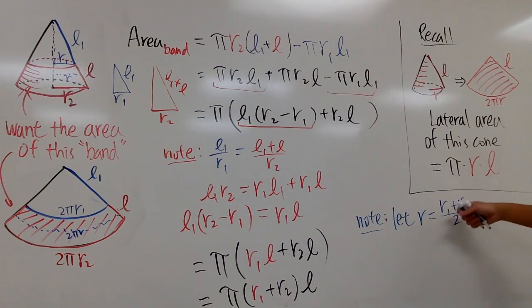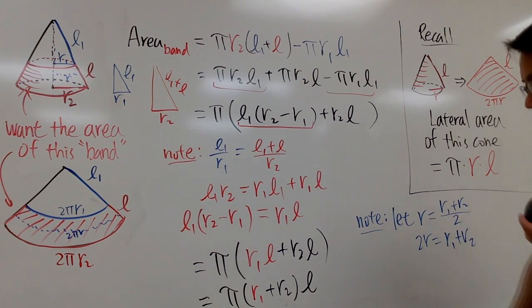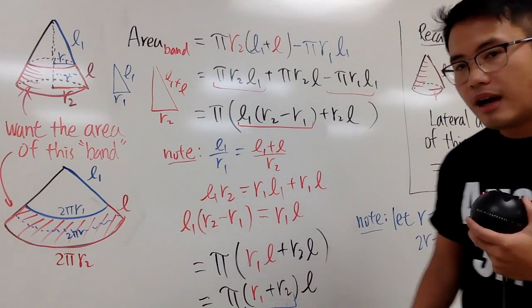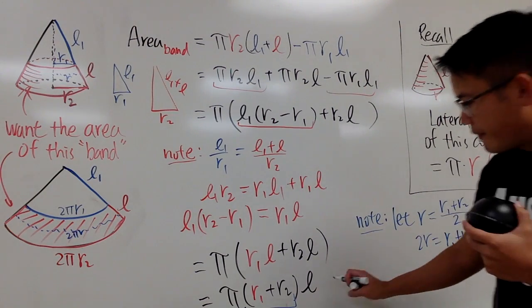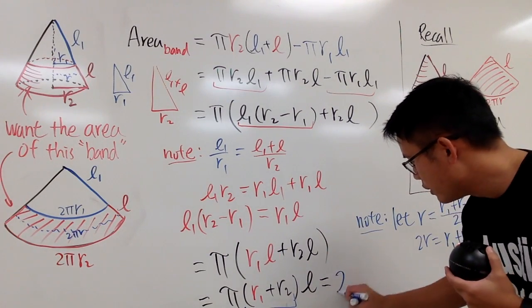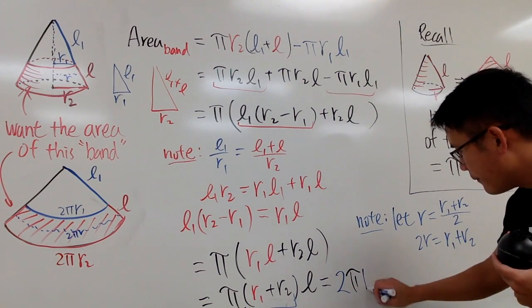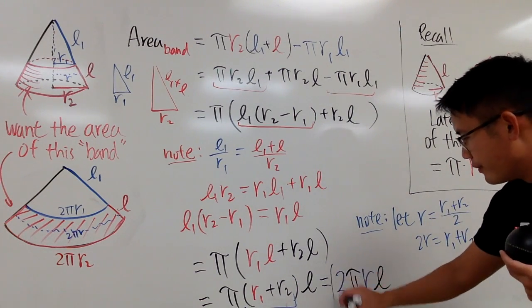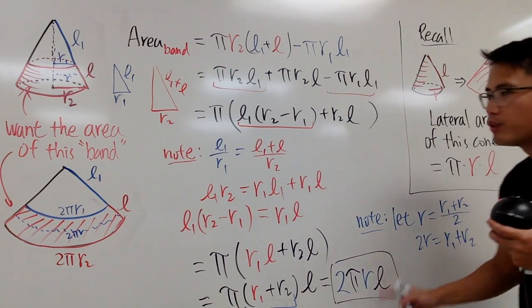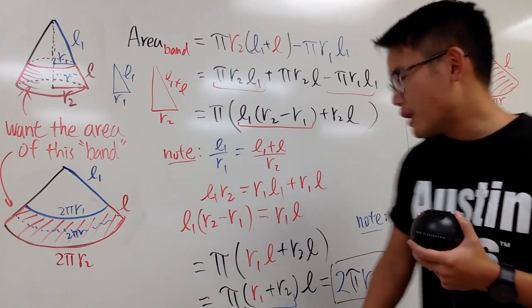Anyway, this is the average of R1 and R2, and I will just multiply both sides by 2. So you get 2R equals R1 plus R2. And look at this. I will replace 2R with that. And this is going to be useful when we are doing calculus. So I will put down 2 in the front, and then we have the pi, and then we have the R, and then we have the L. So this right here is how we are going to find the area of this band right here. Anyway, this is it.